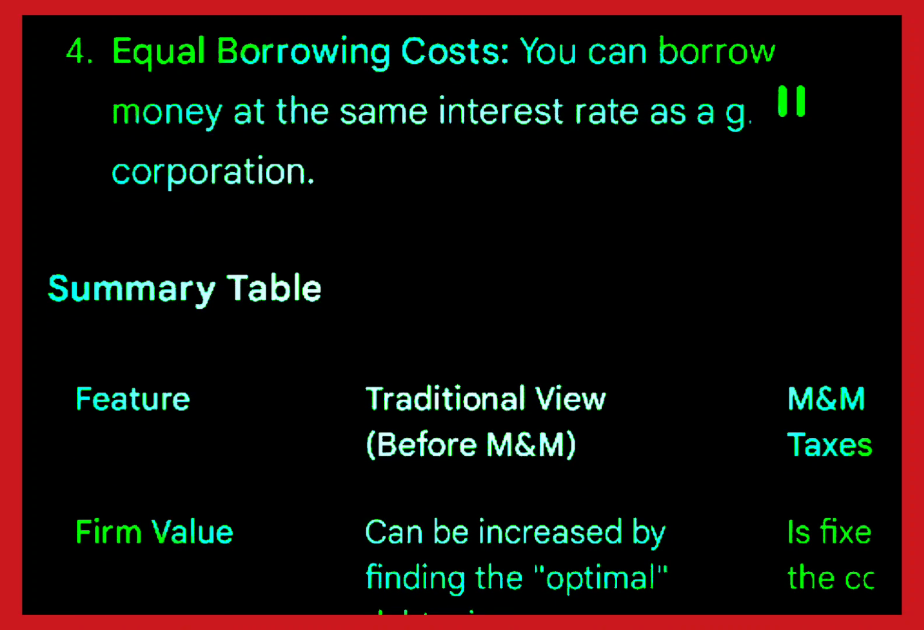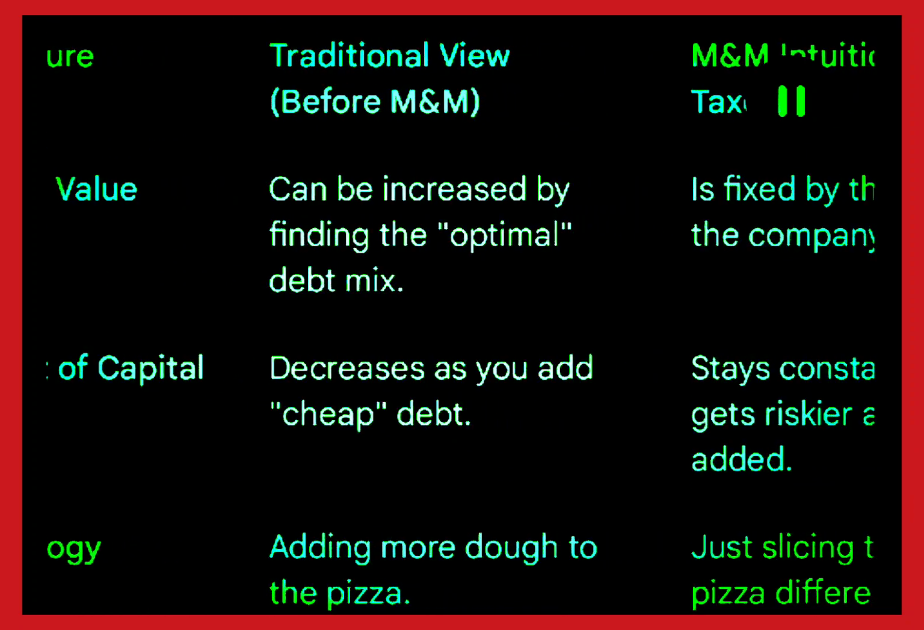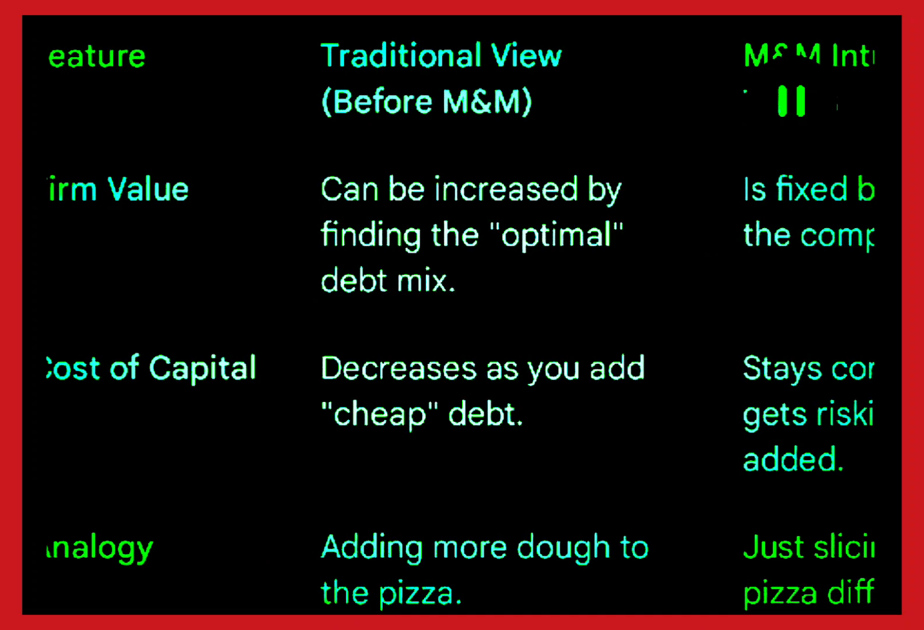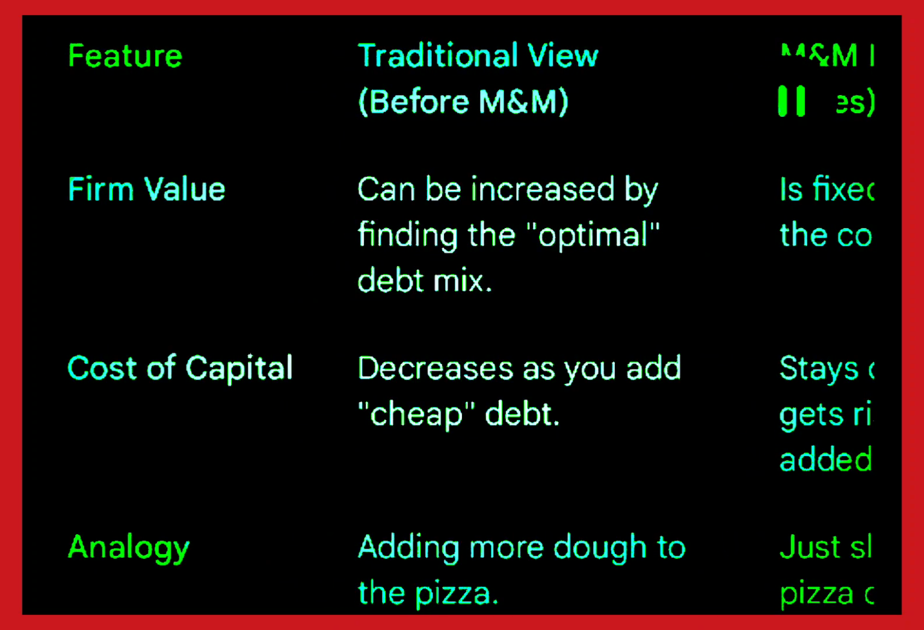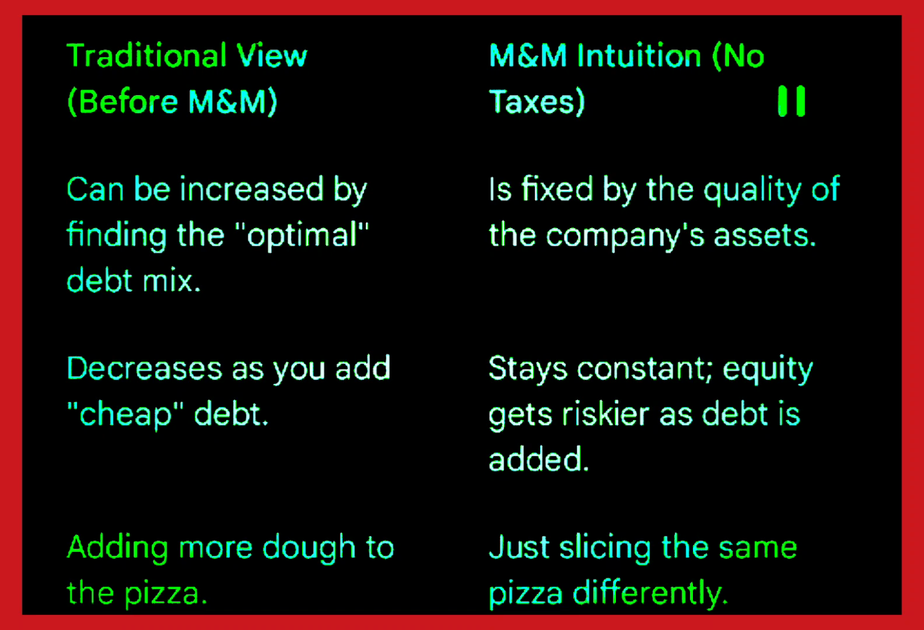Summary table. Feature: traditional view before M&M versus M&M intuition. No taxes: firm value can be increased by finding the optimal debt mix, versus firm value is fixed by the quality of the company's assets. Cost of capital: decreases as you add cheap debt, versus stays constant, since equity gets riskier as debt is added. Analogy: adding more dough to the pizza, versus just slicing the same pizza differently.